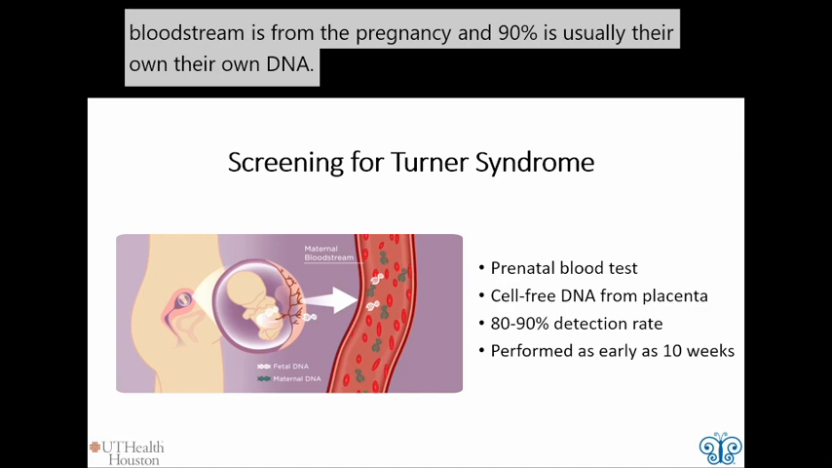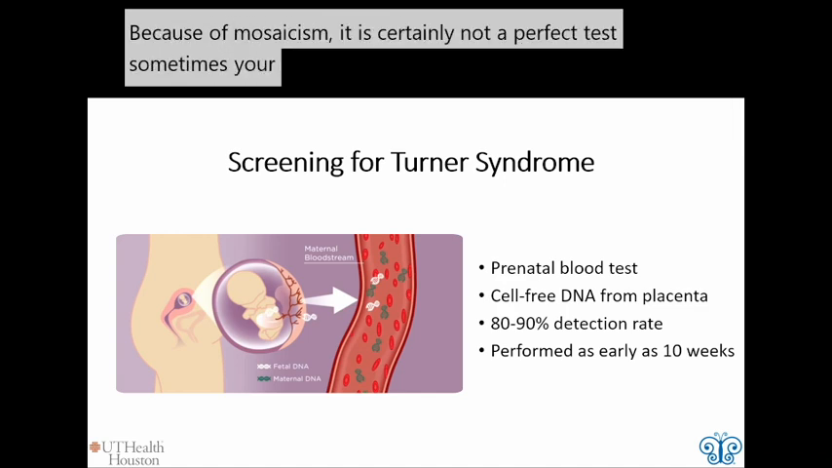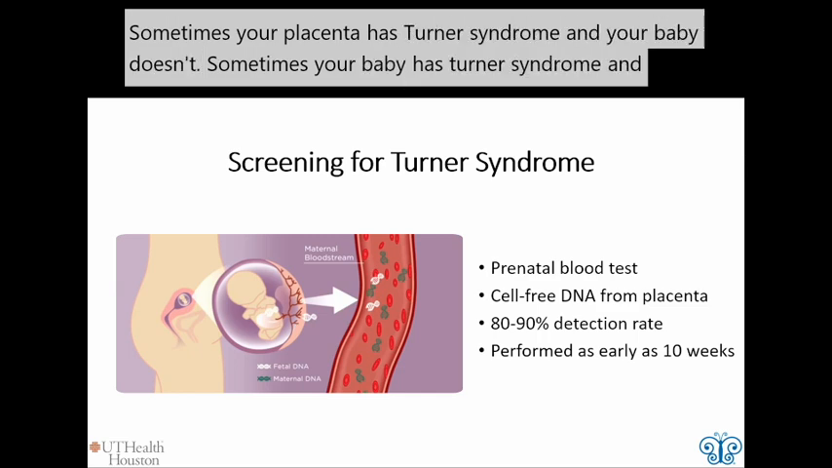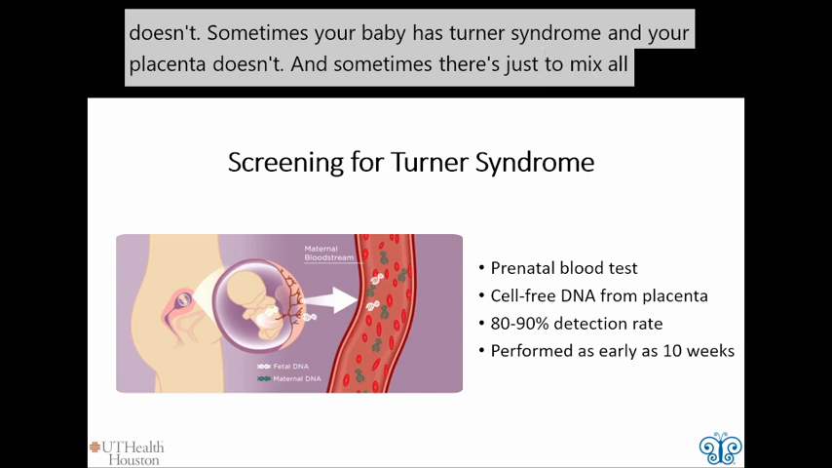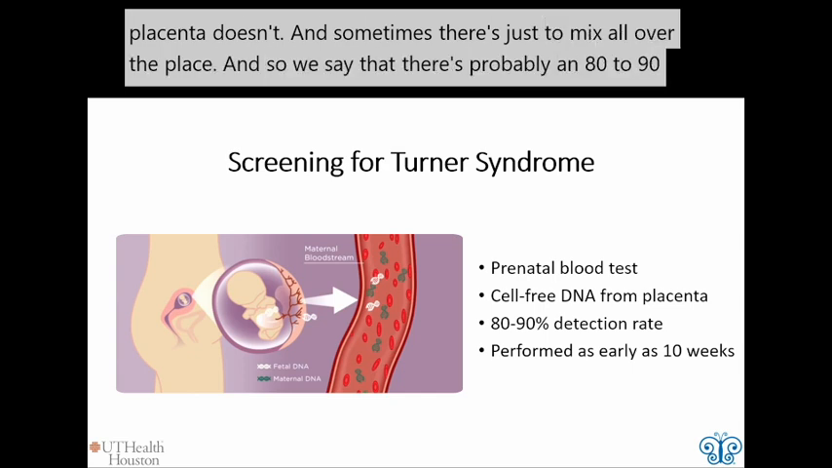Because of mosaicism, it is certainly not a perfect test. Sometimes your placenta has Turner syndrome and your baby doesn't. Sometimes your baby has Turner syndrome and your placenta doesn't. And sometimes there's just a mix all over the place. And so we say that there's probably an 80 to 90% detection rate, and there can be false positives.